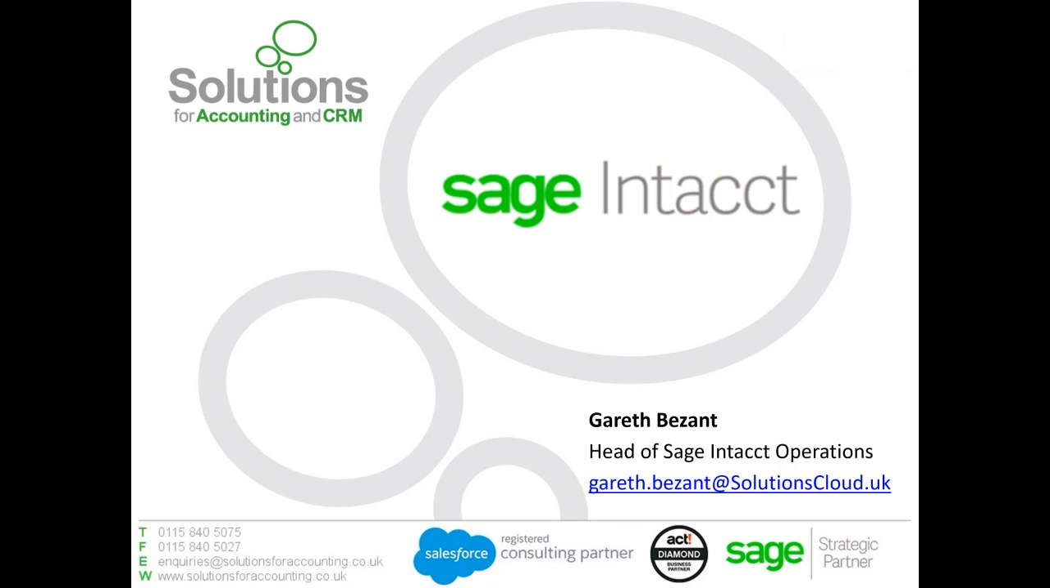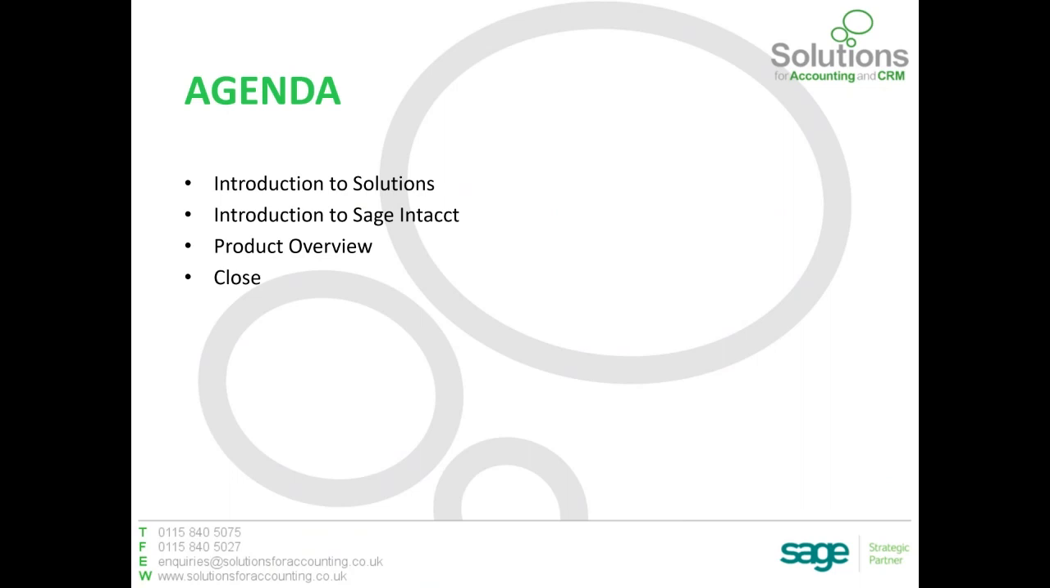For those of you who perhaps don't know who Solutions are, just a quick 30-second introduction to us. We are based in the Midlands in the UK. We've got two offices, one in Nottingham and one in Derby. Our Nottingham office is primarily focused on our accounting systems that we look after. We have a lot of customers at the Sage 50 level, Sage 200 and also Sage Intacct as well.